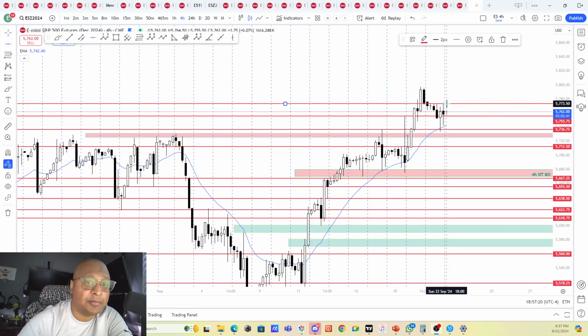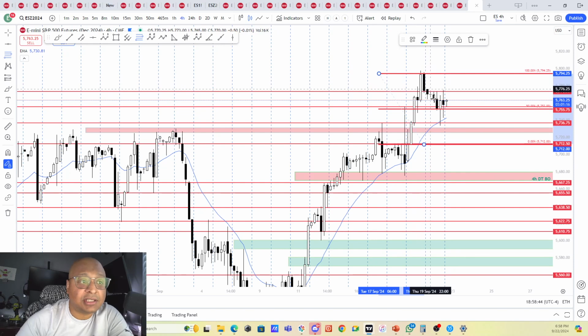However, we are not able to break out of this 5773 area on the 4-hour chart. So this area is working as a very stubborn area of resistance, and for price to move up, I would actually need price to go above this 5775 or the 5777 area, and then we will see if we can target something to the upside. Now, if this is just the first leg of the pullback that we have and we just have a two-legged move, this is the first leg and we will have another leg to the downside.